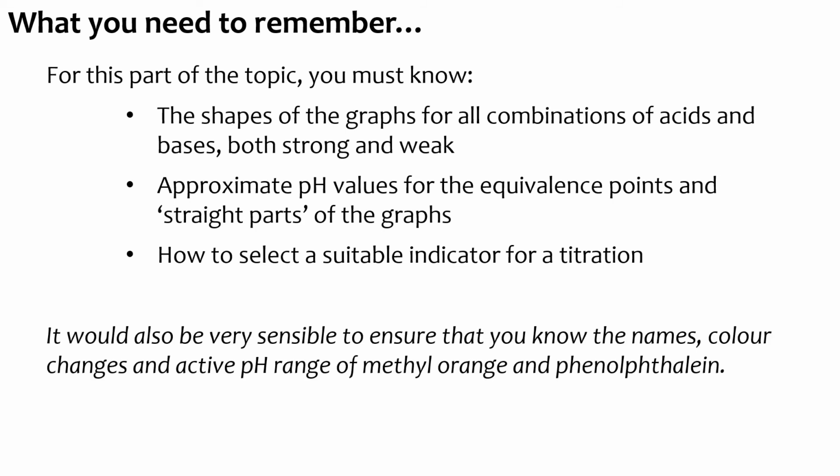It would also be very sensible to ensure that you know the names, colour changes and active pH range of both methyl orange and phenolphthalein. Quite commonly asked in the A-level exams is: suggest a suitable indicator for a titration between ammonia and hydrochloric acid. Having methyl orange and phenolphthalein as ones that you know is just very, very useful. You don't need to remember a whole list. Those two are enough. You could be given a table to select an indicator from, but you definitely need to make sure that you know those two.